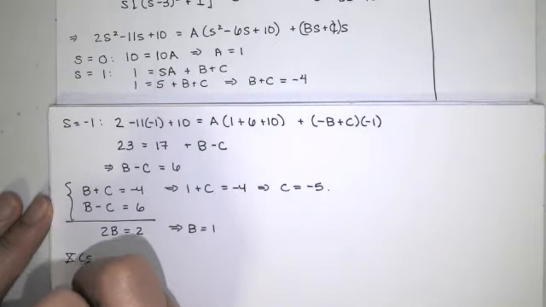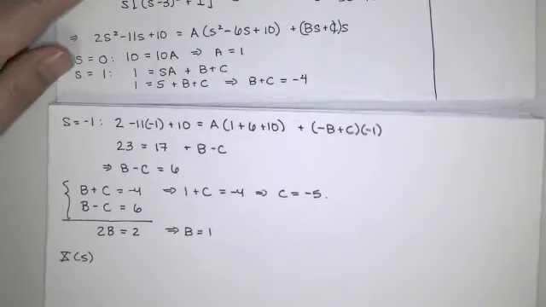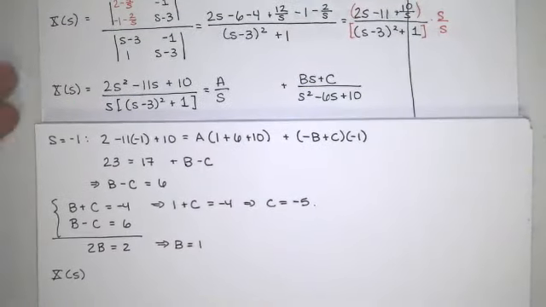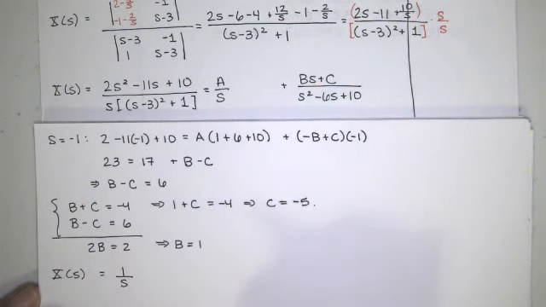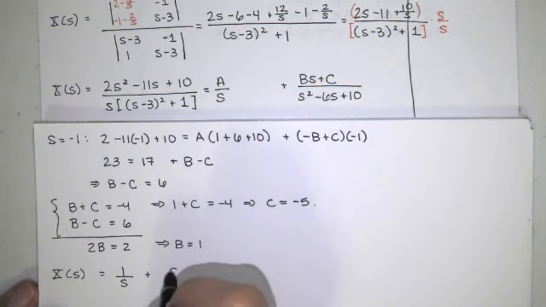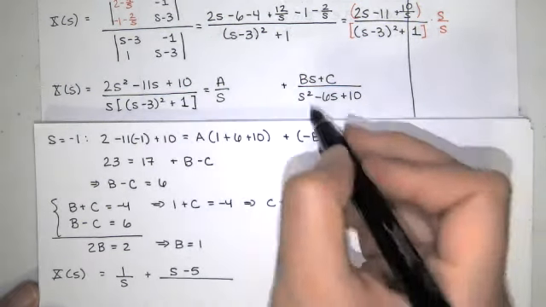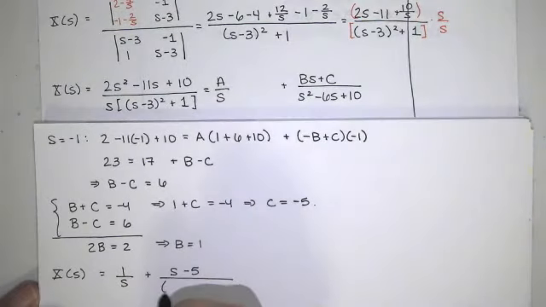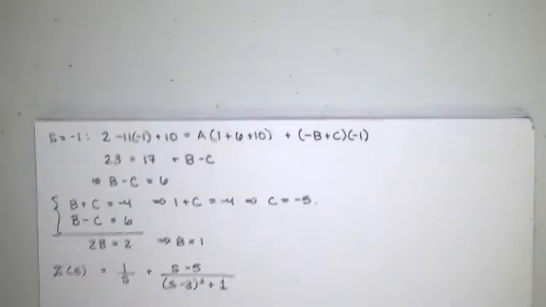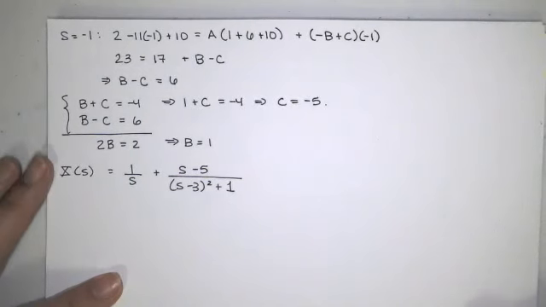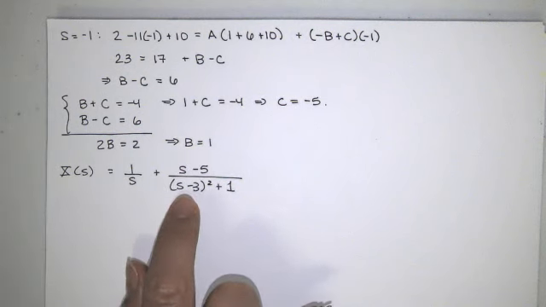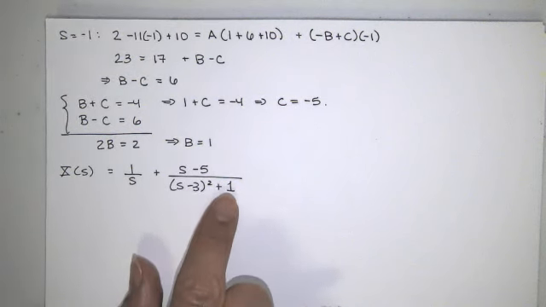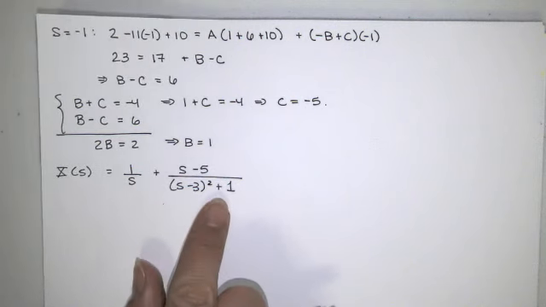So x of s can be written this way. It was a over s, where a was 1, plus bs, so that's 1s, plus c, which is negative 5, over this expression, which is the same as s minus 3 quantity squared plus 1. Now, in order to compute the inverse transform of this, I need the numerator and denominator to match here. This looks like an s squared plus k squared, where the s has been replaced by s minus 3.